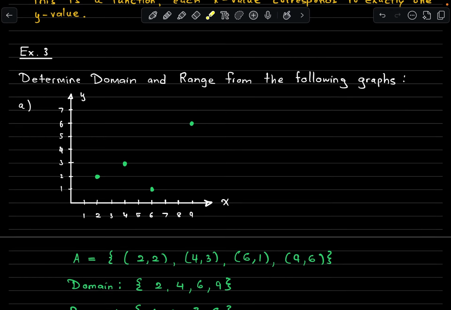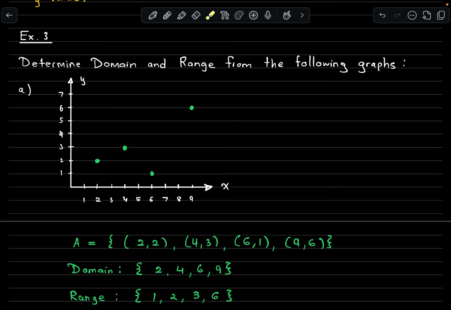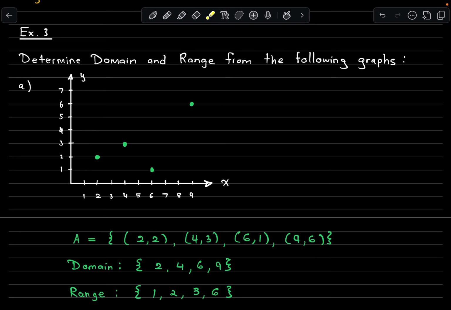Our range is going to be the collection of all the y values, which is simply going to be 2, 3, 1, and 6. We can just list them from least to greatest, 1, 2, 3, 6. Okay, it doesn't matter. They're the same thing, but this is the convention. So our range is going to be 1, 2, 3, 6.